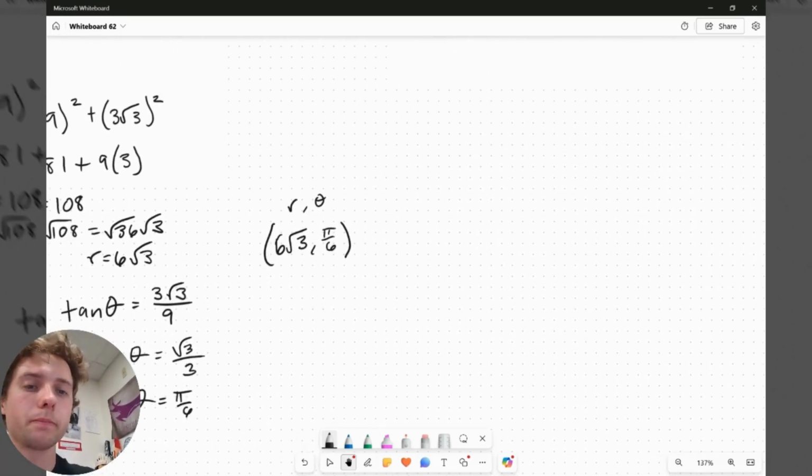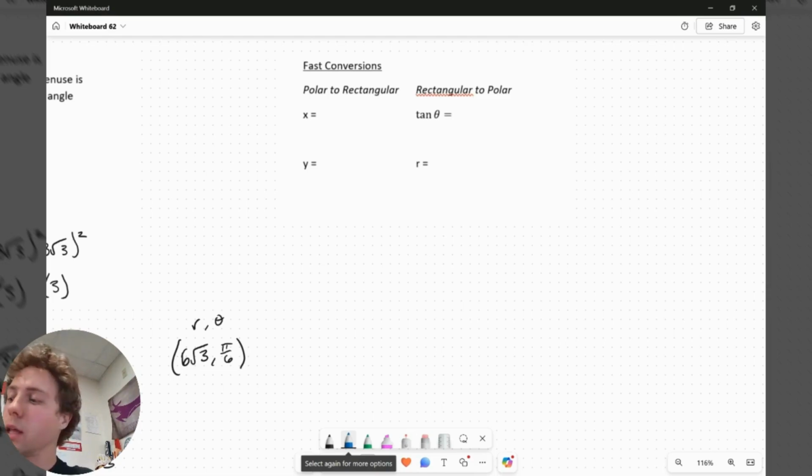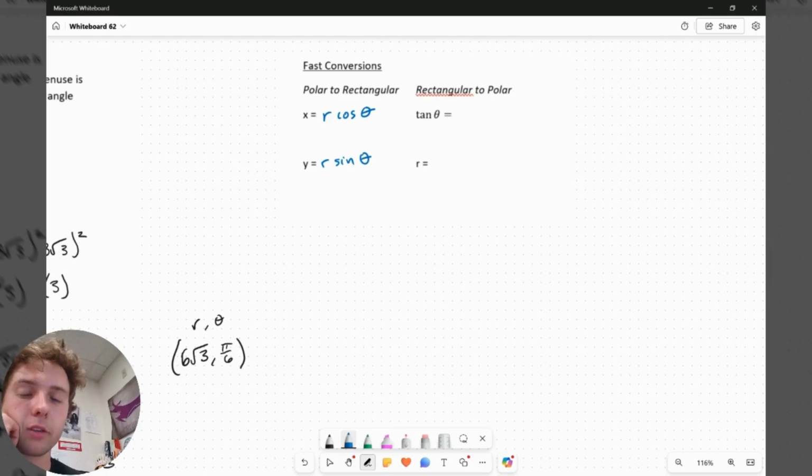There's our polar form. So one thing I mentioned is there's easy ways to do this. If you want to go polar to rectangular form, all we did is we took the radius and multiplied that with the different x and y coordinates on the unit circle. Well, the x coordinate on the unit circle is really just cosine, and the y value on the unit circle is just sine. So if you want to find x and y, you can utilize x equals r times cosine theta, and y equals r times sine theta.